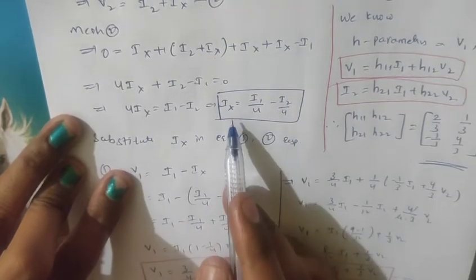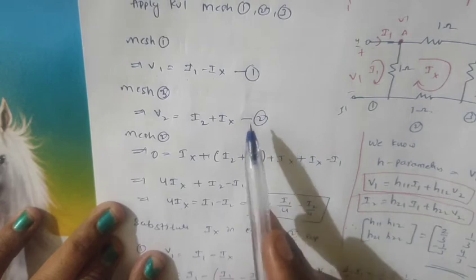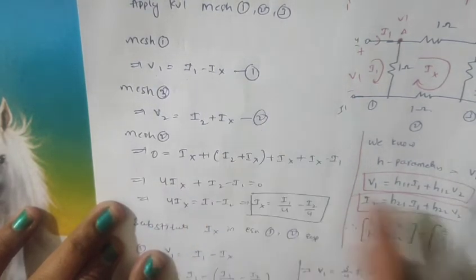Now simply substitute the Ix value in equations 1 and 2, that is V1 and V2. To get only the V1 and I2 values, I am removing these terms.